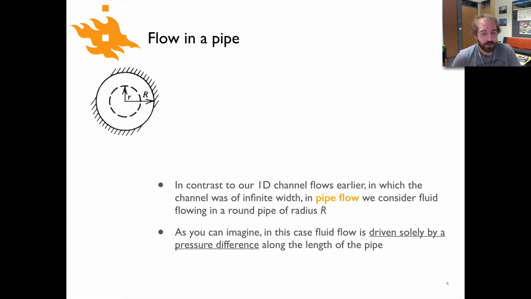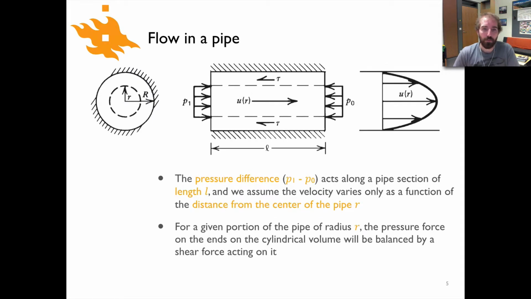Now, in contrast to what we've seen for 1D channel flows, there we were looking at a confined channel that was of infinite width, and here we're looking at a fluid flowing through a round pipe. And so you can see here a cross section through the pipe, and the pipe has a radius that is labeled as capital R. Now, as you can imagine, for a solid piece of pipe, we're not going to be looking at any fluid flow that's the result of the sides of the pipe moving, but it's really only going to be driven by a pressure difference along the length of the pipe.